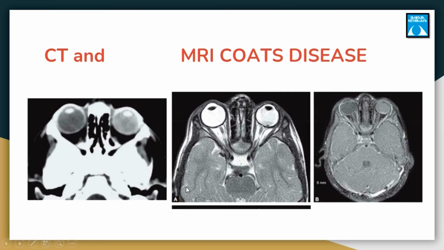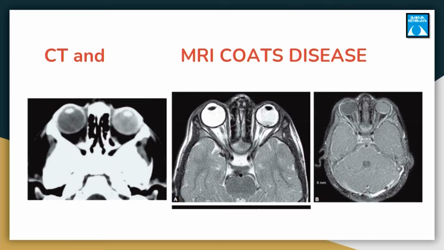The most common mimicker is Coats disease. In CT we see homogeneous hyperdensity, and in T2 images we can see the retinal detachment, which is seen here. And this is a contrast enhanced T1 image where you can see a diffuse increase in the intensity of the signal. So Coats disease can also rarely have calcification, in which cases we may even have to do an MRI to confirm the diagnosis.